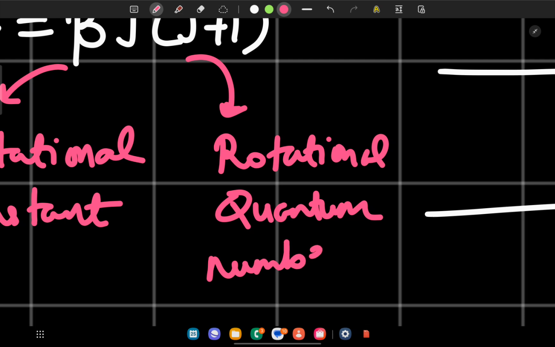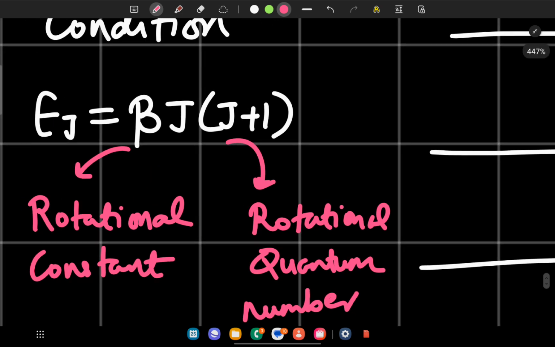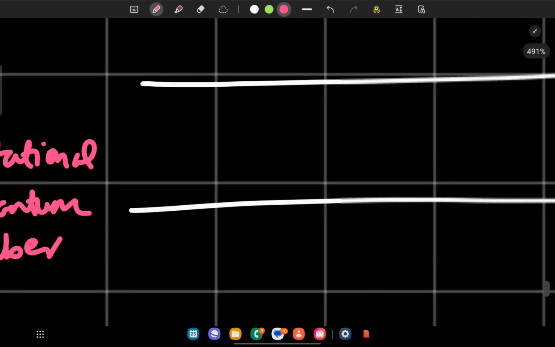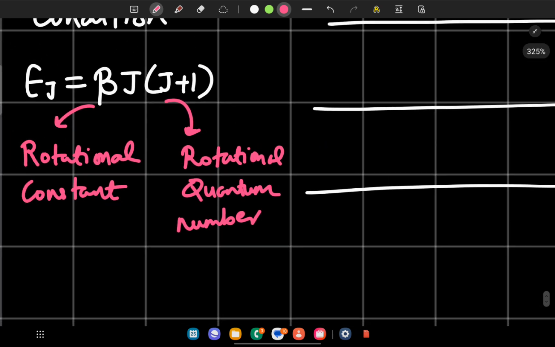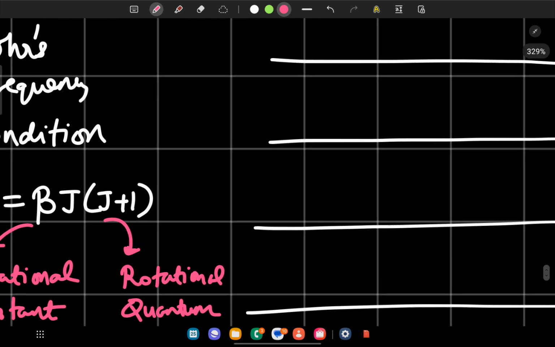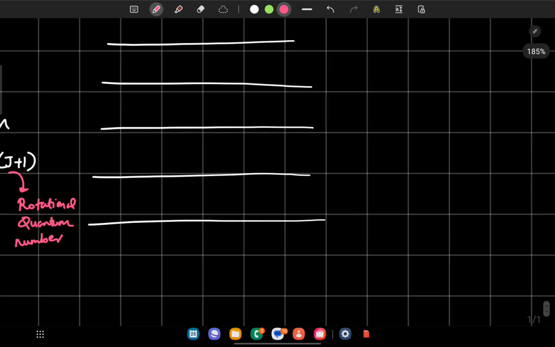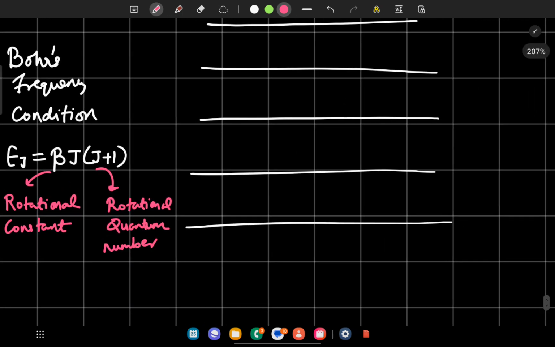Quantum number. Based on variation in the rotational quantum numbers, we get energy levels which are also coined as your rotational energy levels. So these two particular points are important, and this Bohr's frequency condition is very much mandatory for studying the energy levels and to figure out the magnitude of those energy levels. Here, beta is the rotational constant and J is the rotational quantum number.